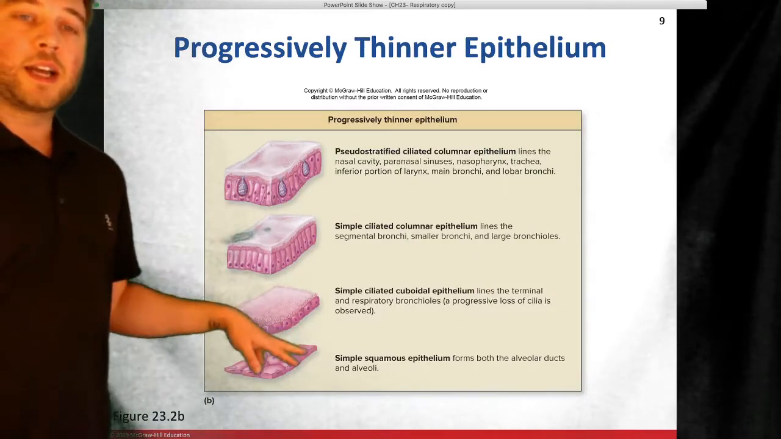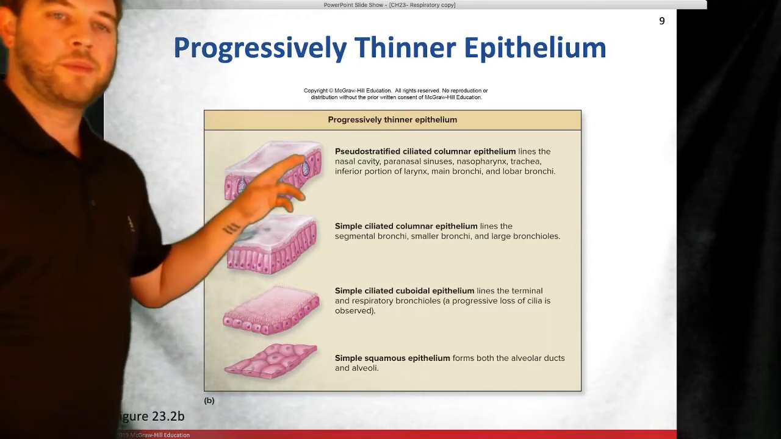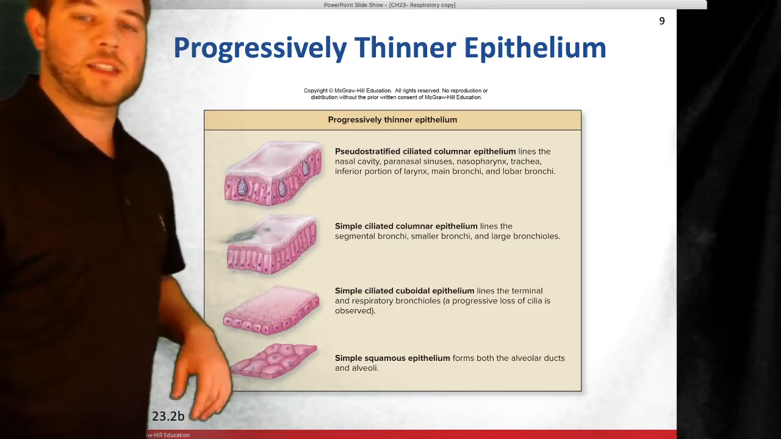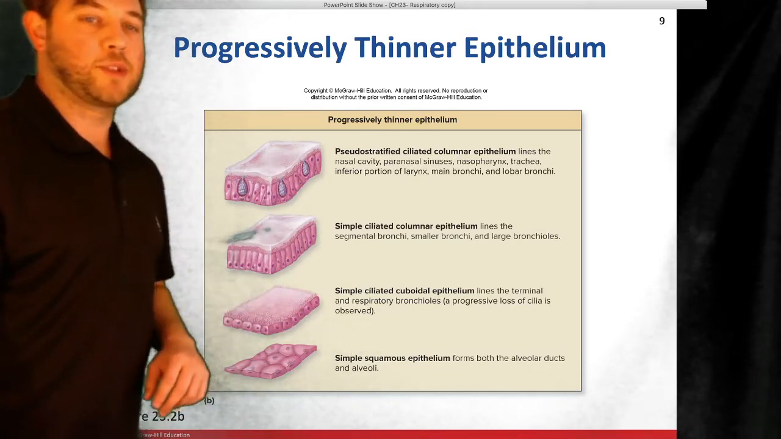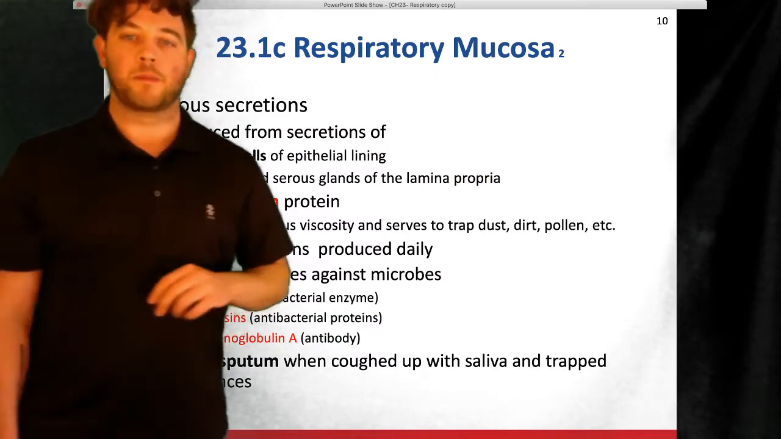This will help you in your lab, actually. There's a question in lab about the layers of the respiratory tract, of the respiratory membrane. So you can just kind of see as it goes down, it gets thinner and thinner, eventually becoming this simple squamous epithelium from this pseudostratified ciliated columnar.